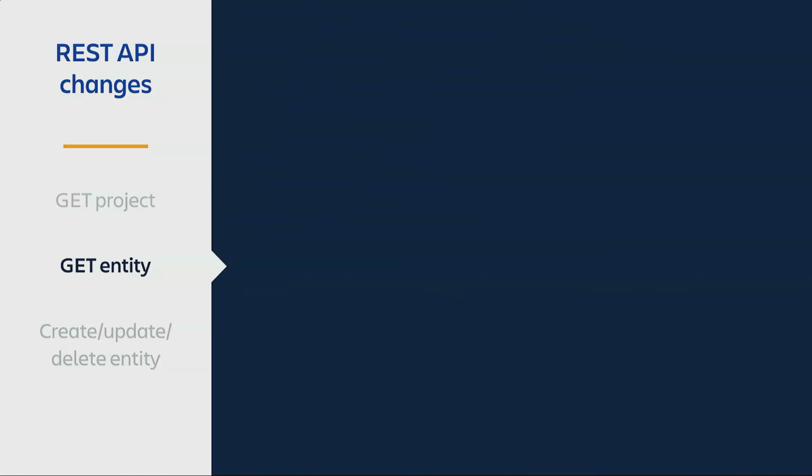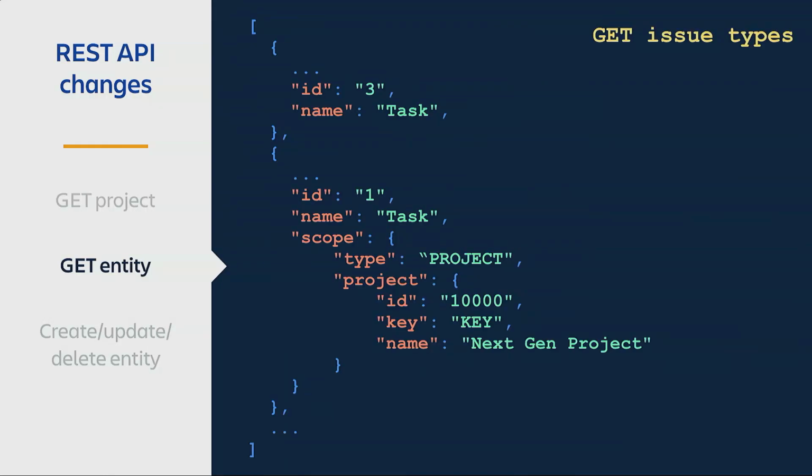Next, I want to talk about the read endpoints for all of our entities. So these are things like issue types, fields, statuses. Here's an example response from our get issue type endpoint. And it returns both global and project scoped entities, so from both Classic and NextGen. I want to point out the scope property here. What this does is it indicates the scope of the object. In this case, it's scoped to a certain project, and you can see the information about the project there. Global entities won't have this scope property, so that's how you can determine which ones are from Classic.